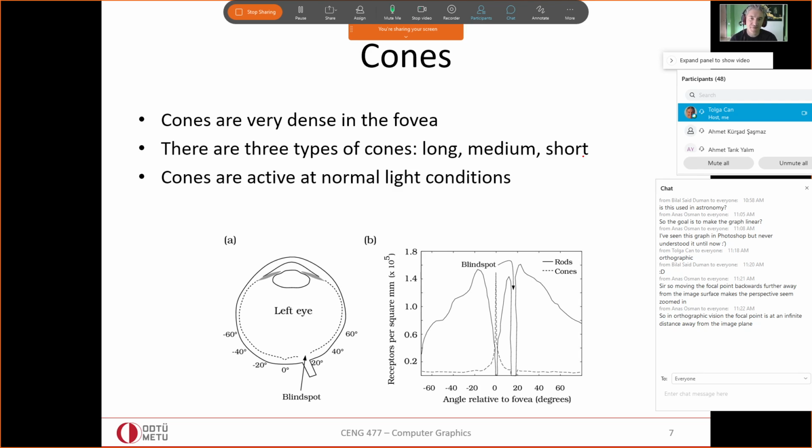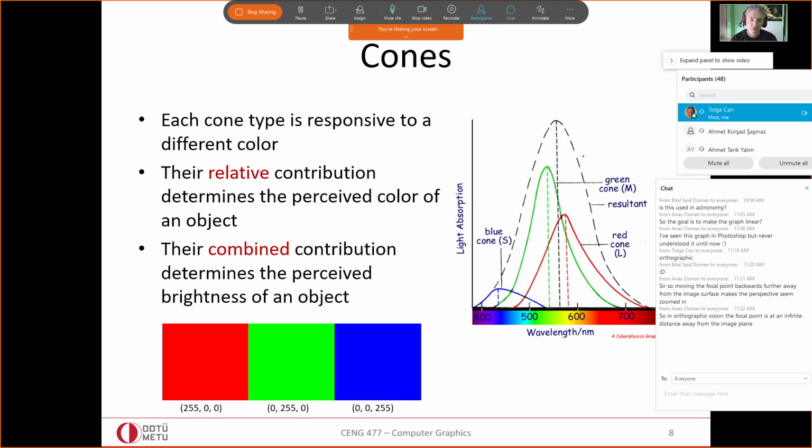Yeah, cones are very dense in the fovea, and we have a blind spot. And here's the wavelength. We have blue, green, and red cone cells. So actually, this red, green, blue is not very artificial. In our biology, in our cells, there are three types of cone cells: red cone, blue cone, and green cone, and they are capable of perceiving different wavelengths of light, as you can see.